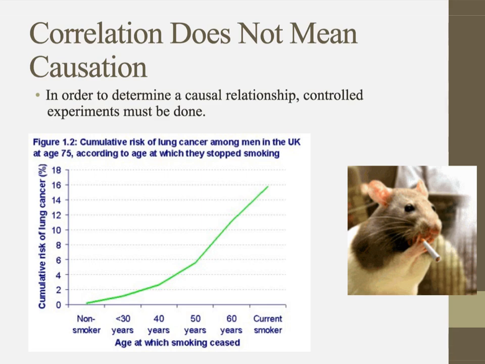Graphs like this pop up a lot. This graph is even in your textbook somewhere. We can say that the age at which smoking stops is definitely correlated to the cumulative risk of lung cancer, but we cannot say that one causes the other until we've done a controlled experiment. And as you're going to find out with humans, that's very, very difficult to do because there are so many different factors and ethical concerns. So we mainly do them with animal studies, but again, it has to be a controlled experiment.